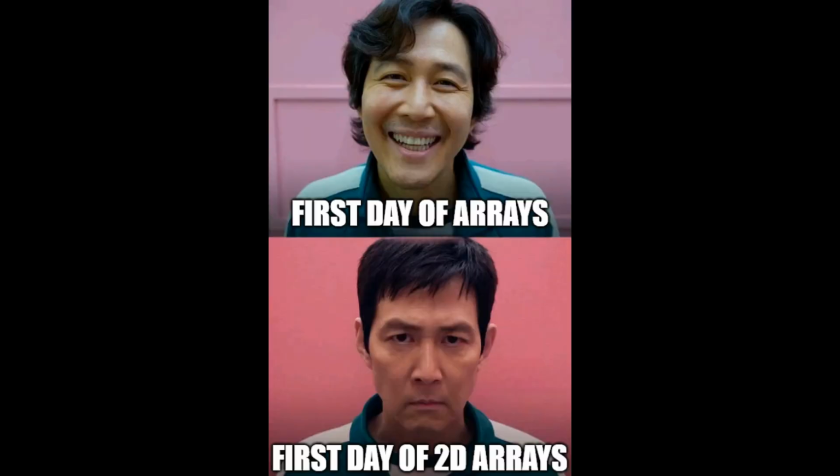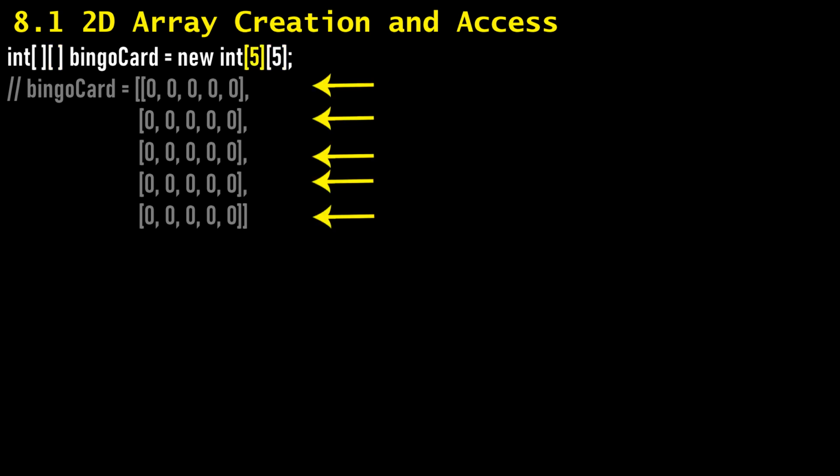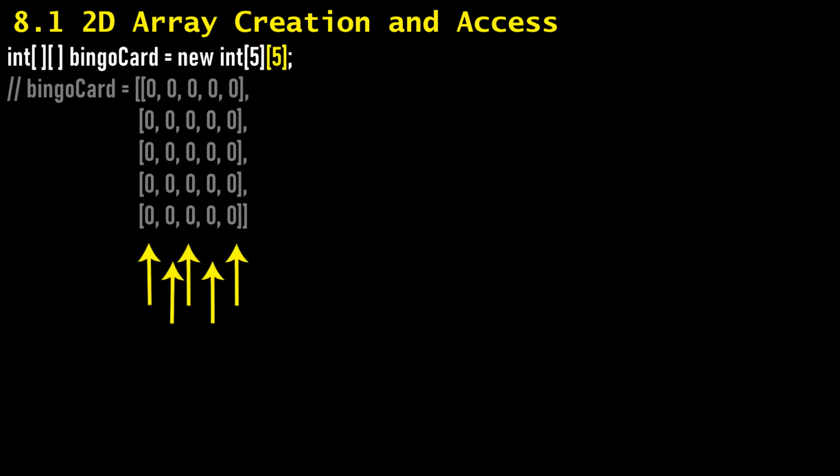Everything you need to know for APCSA Unit 8, 2D array, starting now. A 2D array is an array of arrays that can hold either primitive or object reference data. These are created similarly to creating a 1D array, but this time we need another pair of square brackets. The first number indicates the number of rows, and the second number is for the number of columns.